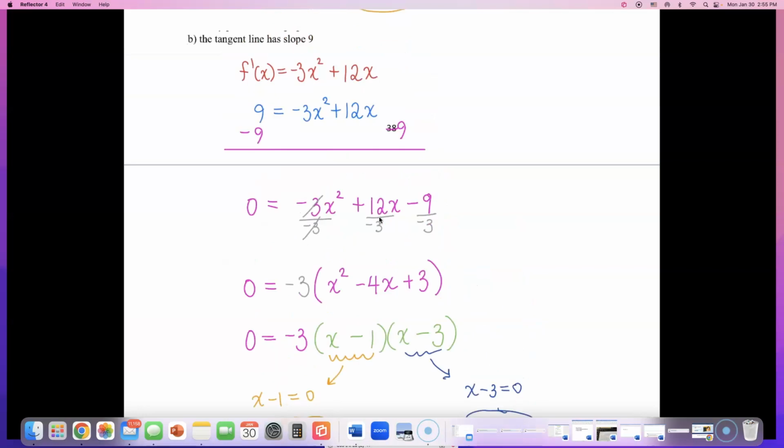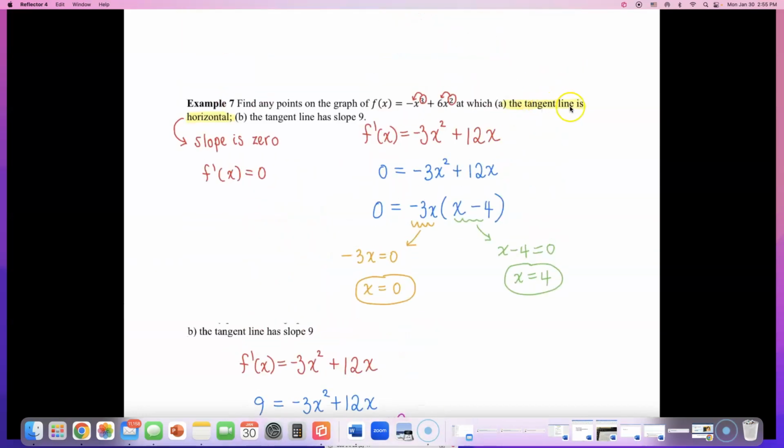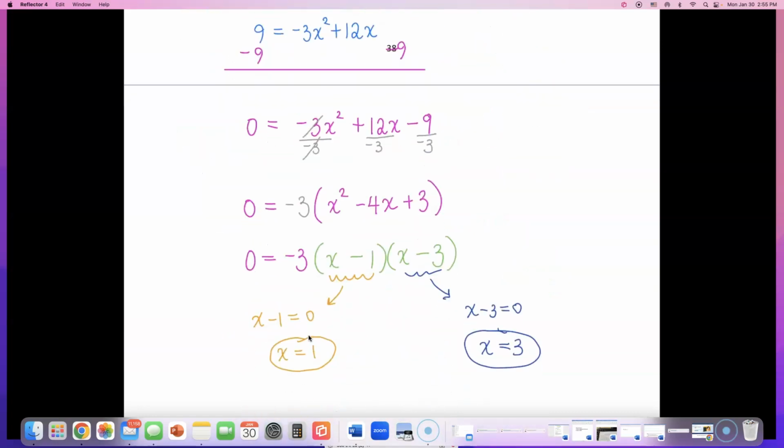So there are 2 different problems. The first one, when they said the tangent line is horizontal, set the derivative equal to 0. When they give you a slope of a number, you set the derivative equal to that number and solve for the x value, okay?